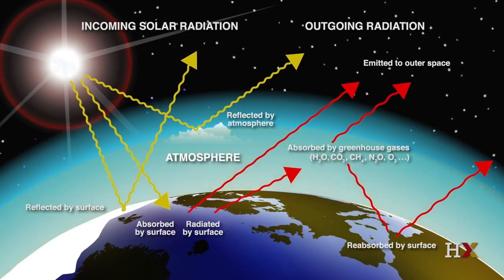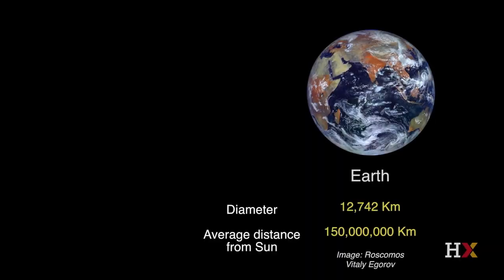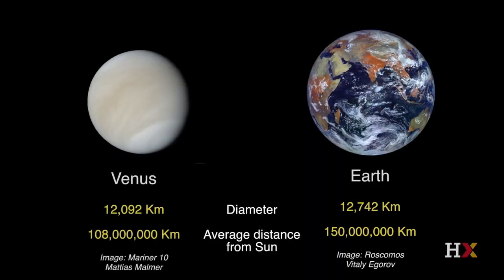One way to think about the Earth's energy budget is to compare the Earth with our neighboring planet Venus. So Venus is about the same size as the Earth, and it's closer to the sun, so that means it gets roughly twice as much solar radiation per unit area as the Earth. So you would expect Venus to be a lot hotter, and sure enough it is. It's about 460 degrees Celsius at the surface of Venus.